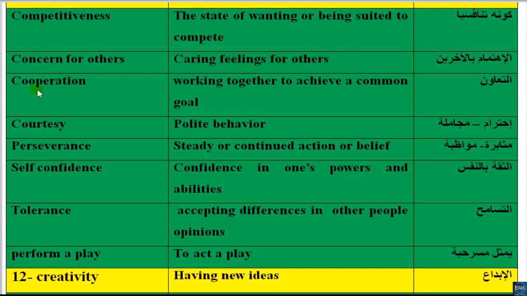Cooperation. This is p sound, cooperation. Working together to achieve a common goal. So I can say cooperation, working together. British, cooperation. Working, British, work. American, work. And this word, together. So in British we make R silent, work, working, and together. American, cooperation, working together.